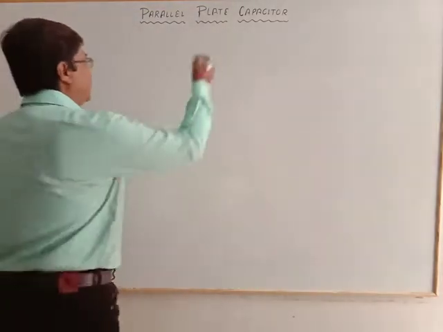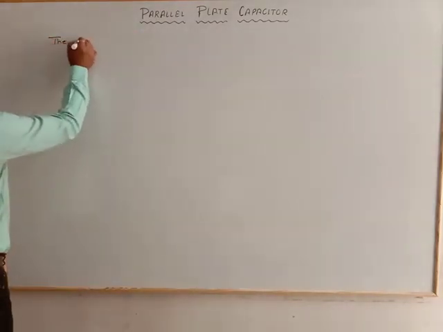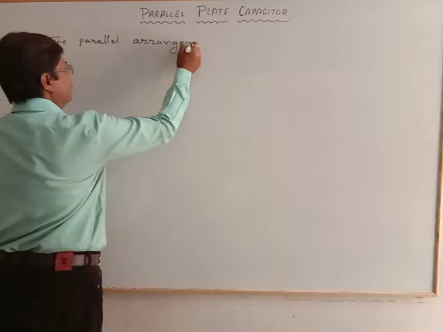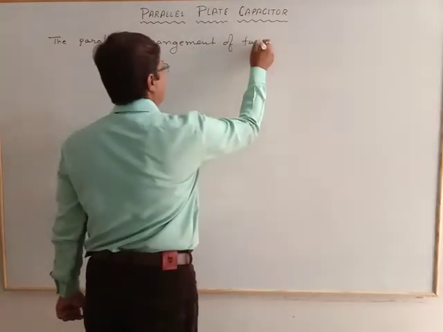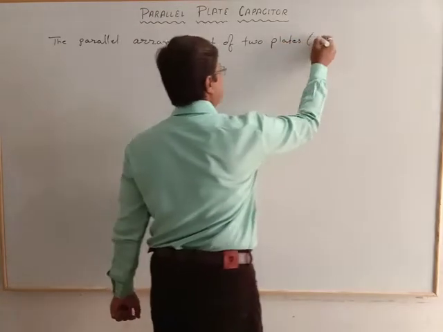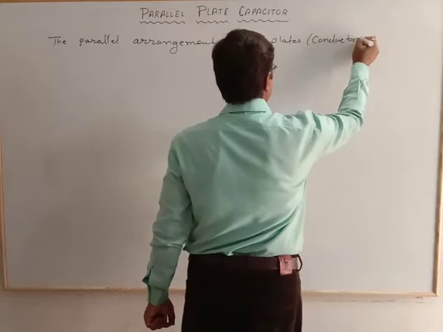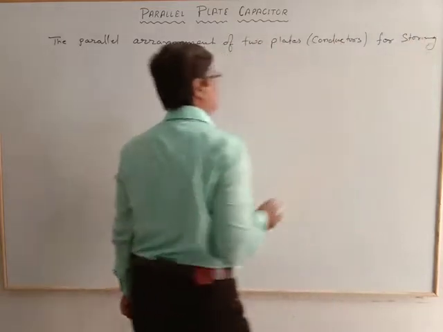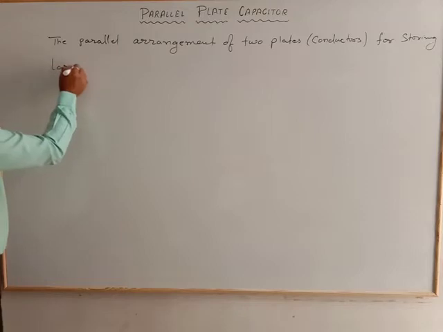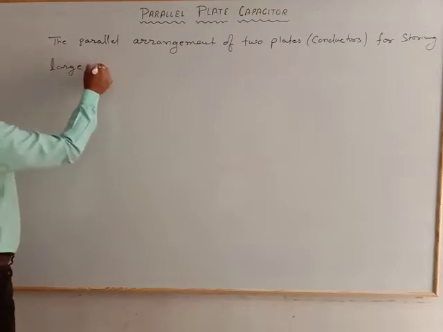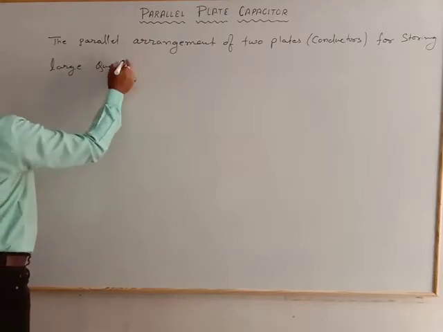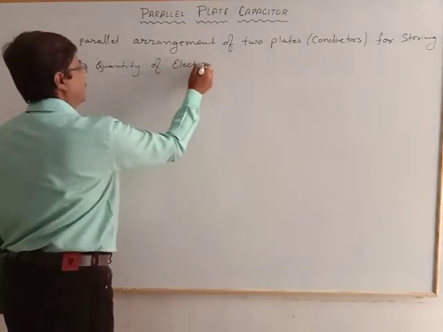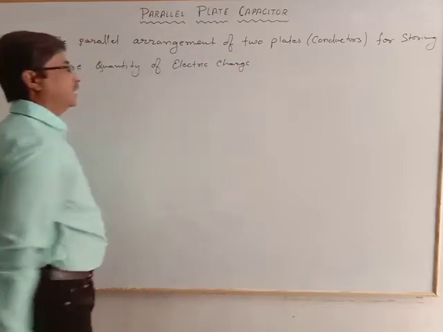So here, the parallel plate capacitor is the parallel arrangement of two plates, that is conductors, for storing a large quantity of electric charge.